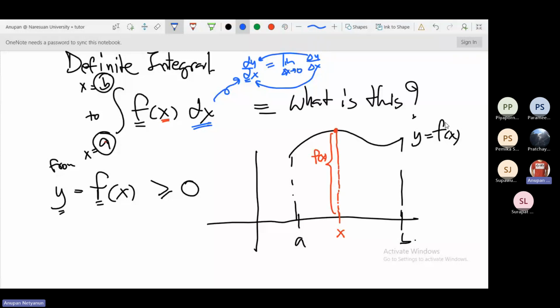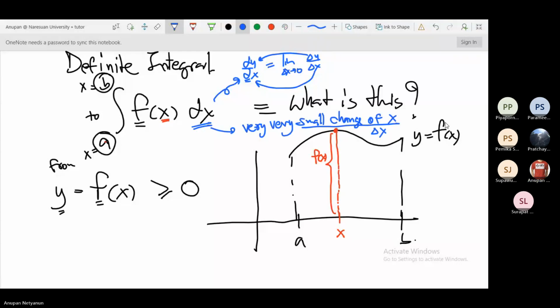So dx in this case is a very, very small change of x. A small change of x is actually delta x. So very, very small delta x.